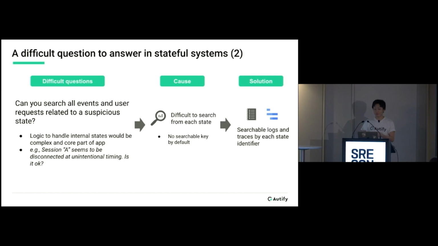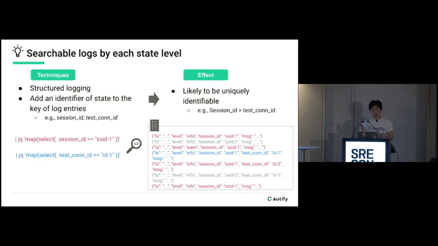So I recommend you prepare searchable logs and traces with state identifiers. Assuming you did structured logging, I recommend adding an identifier of state to the key of log entries. Target logs are likely to be uniquely identifiable. In our case, when we want to investigate a session with a client, we can search for logs by the key of ID of sessions. When a test connection fails for an unknown reason, we can search for logs by the ID of the test connection.